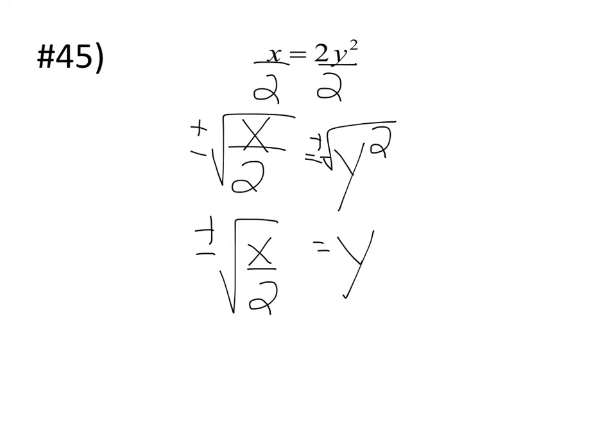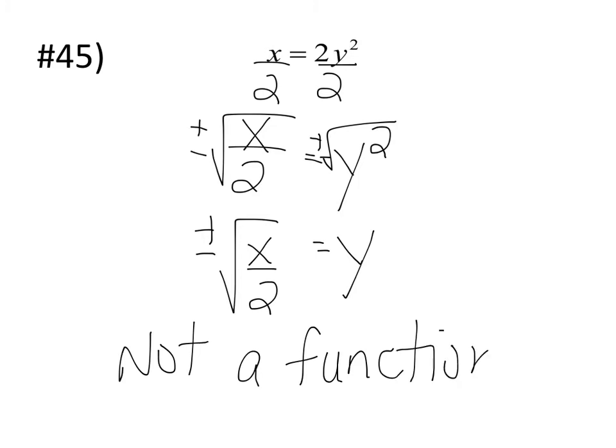So how many options is that for a solution? 1, 2. Positive square root of x over 2 or negative square root of x over 2. So that's 2 possible answers, right? When you end up with 2 possible answers like that, then your answer is no, it's not a function. The directions say determine whether it is a function. So no, it's not a function.